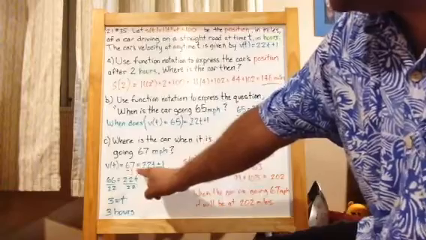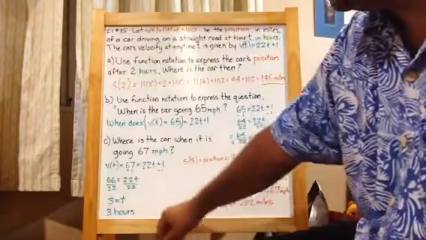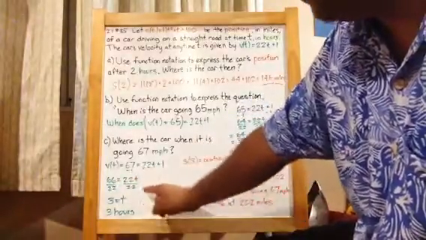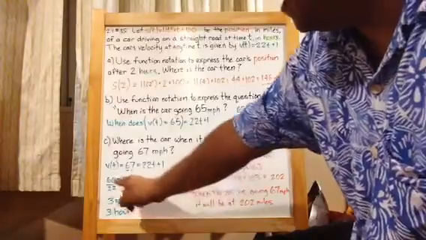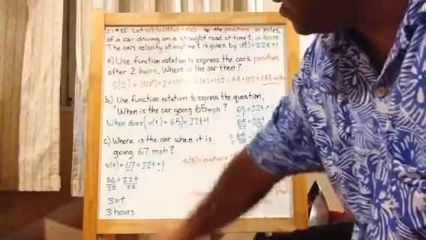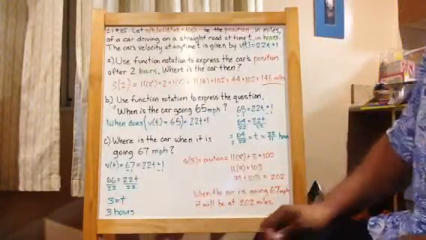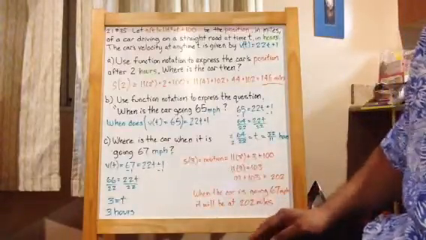67 is equal to 22t plus 1. We'll subtract 1 from both sides. We get 66 is equal to 22t. Again, we divide both sides by 22 to isolate t, and what we get is 66 over 22, which simplifies to 3. So 3 hours is our t value. So after 3 hours, the car is going 67 miles per hour, but where is it?